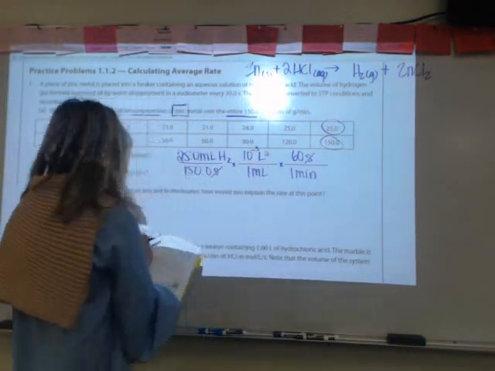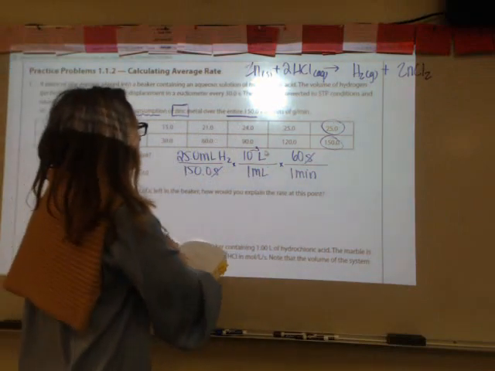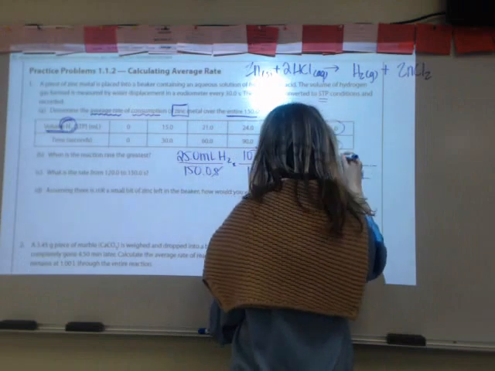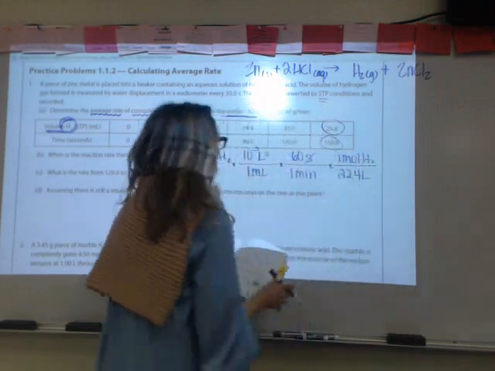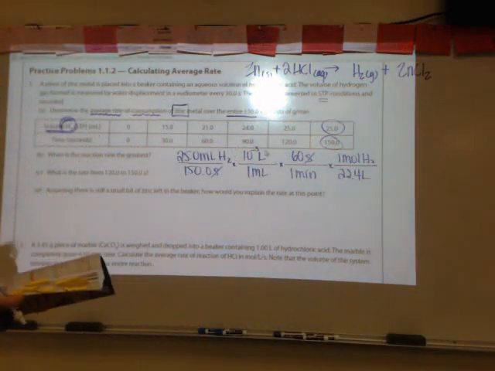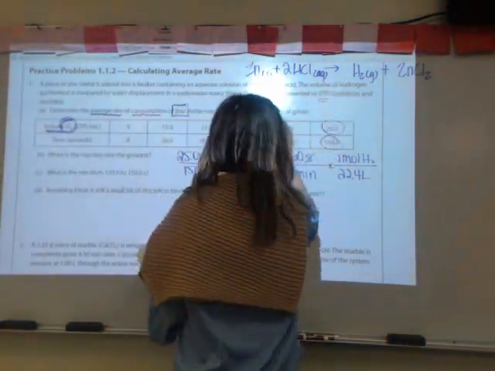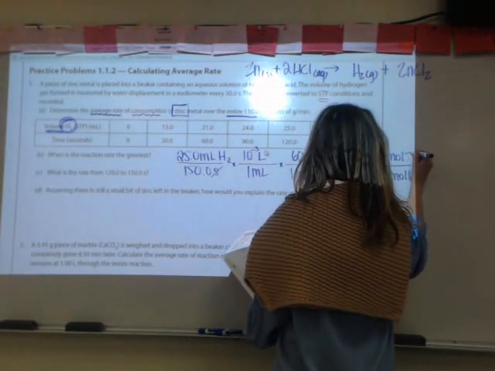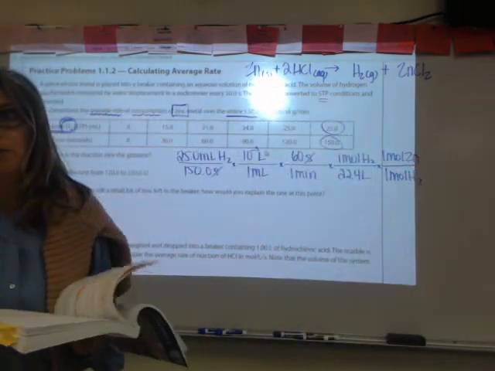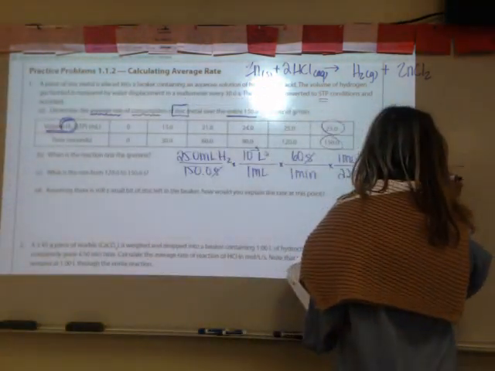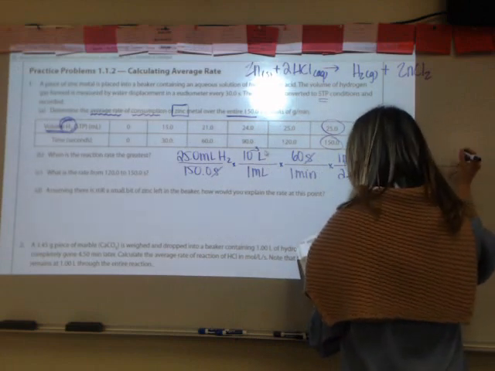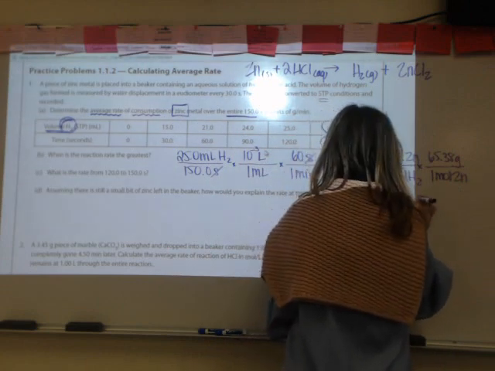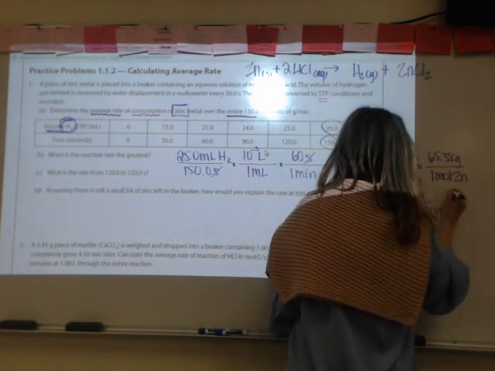So that cancels. And then since we're at STP, we've got to convert this liters to moles, and this is moles of hydrogen. So now what you can do is a mole ratio from hydrogen to zinc. So we've got a 1-to-1 mole ratio. And then they want it in units of grams, which means you have to convert your zinc to grams. The molar mass of zinc is 65.38. And this is going to come out to be 0.029 grams per minute.